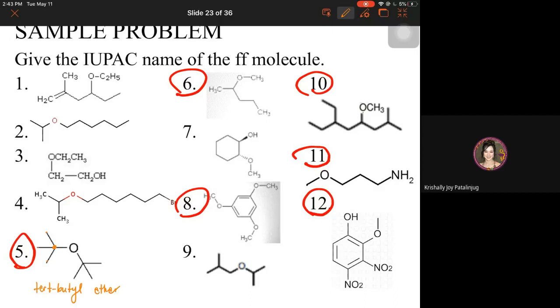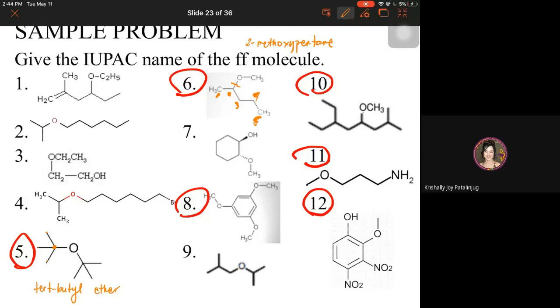Sige, number 6. I will name this as having pentane as the parent. Okay, having pentane as the parent. Okay, so parent na to is pentane, sa carbon 2 na ay methoxy. Okay, so dili na ako ibutang. 2-methoxy, parent is pentane.